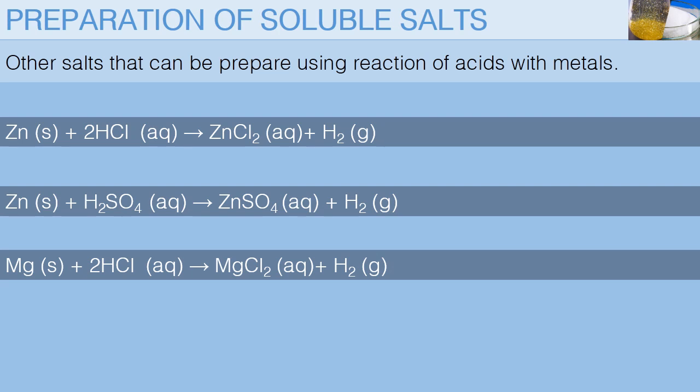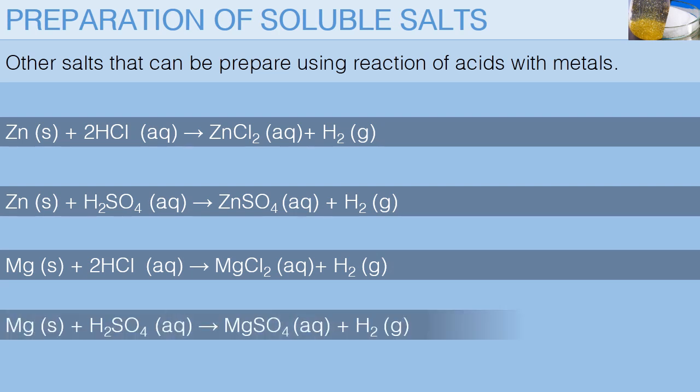Similarly, magnesium chloride can be prepared using this method. Magnesium sulfate can also be prepared using this method. Can you think of other salts that can be prepared using this method? Can we prepare copper(II) chloride using this method? Try to find out.